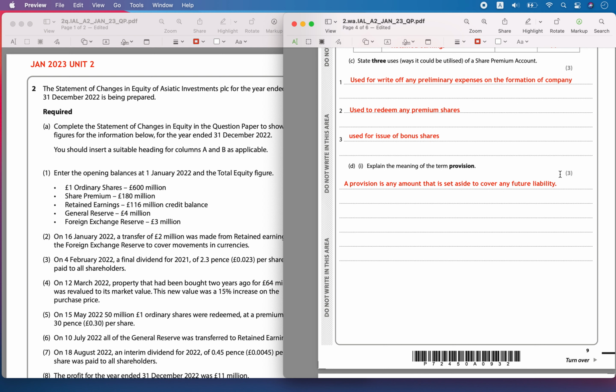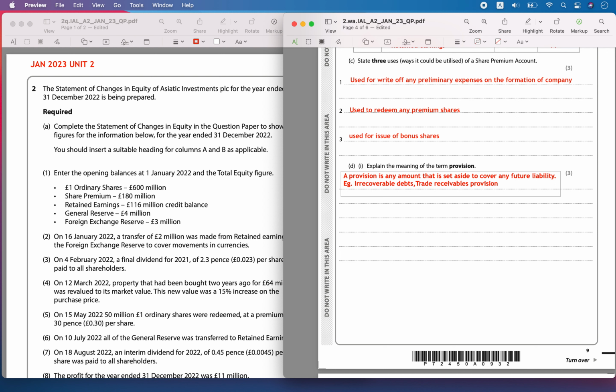Because it's a 3 marker, you have to state at least 3 points related to this provision. The first pointer is this one, it is an amount that is usually set aside to cover any future liability. For example, irrecoverable debt. I can state one more example, trade receivables. You are creating this provision to assume that you might not recover certain debts, or you might not receive trade receivables.